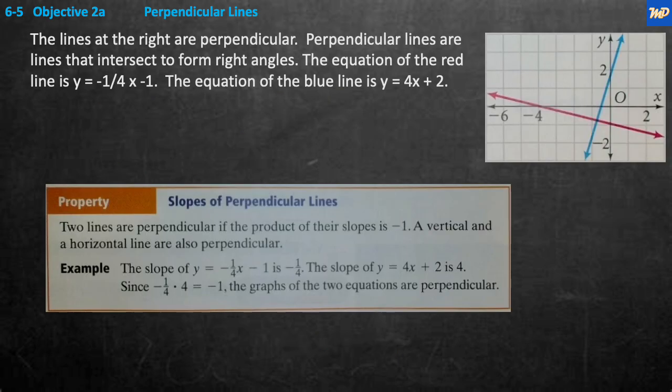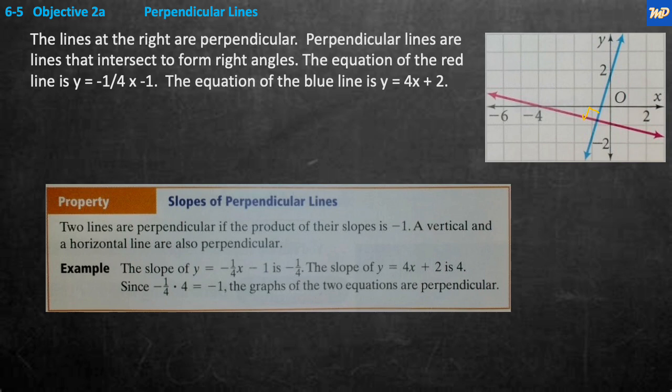Okay, now in objective 2, we're going to be looking for perpendicular lines. Okay, the lines at the right are perpendicular. We see them. There's a red line and the blue line, right? They're perpendicular. Perpendicular lines are lines that intersect to form right angles. So as you can see, it's pretty much a right angle right there, right?